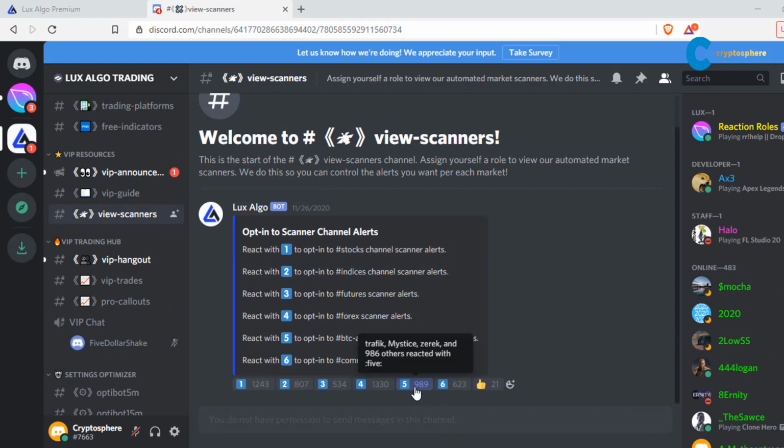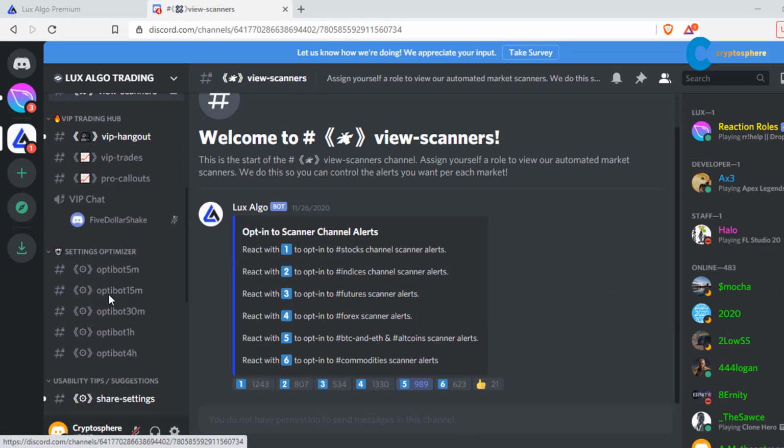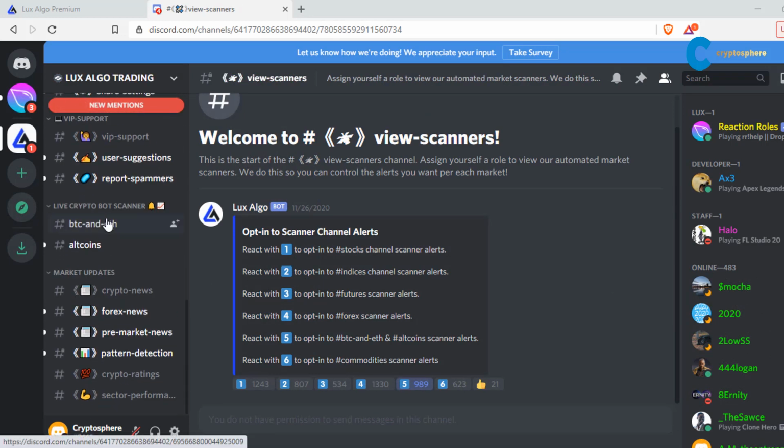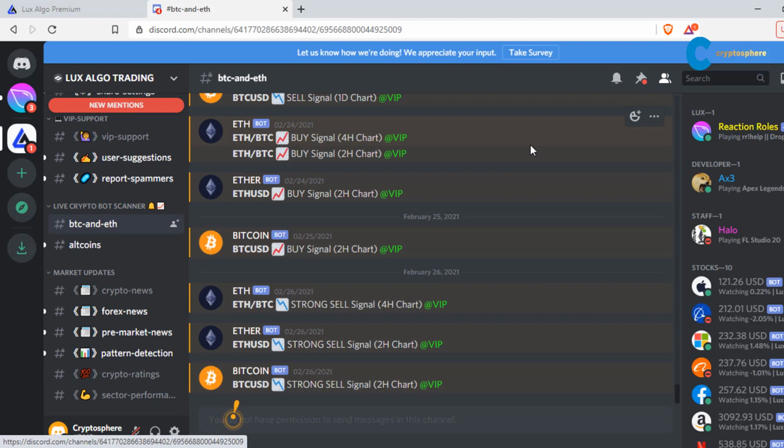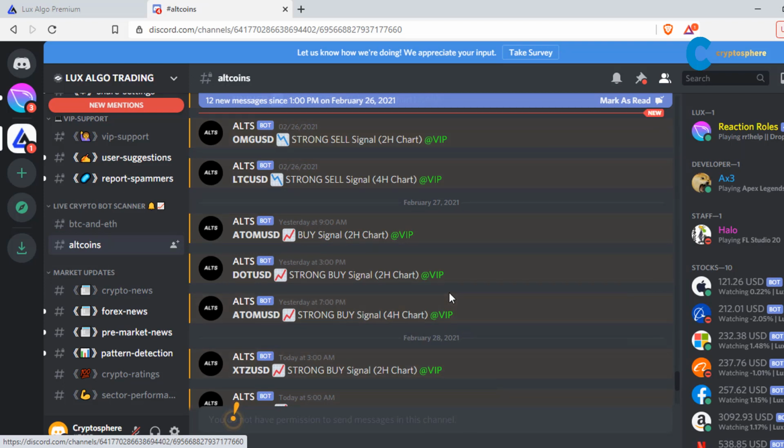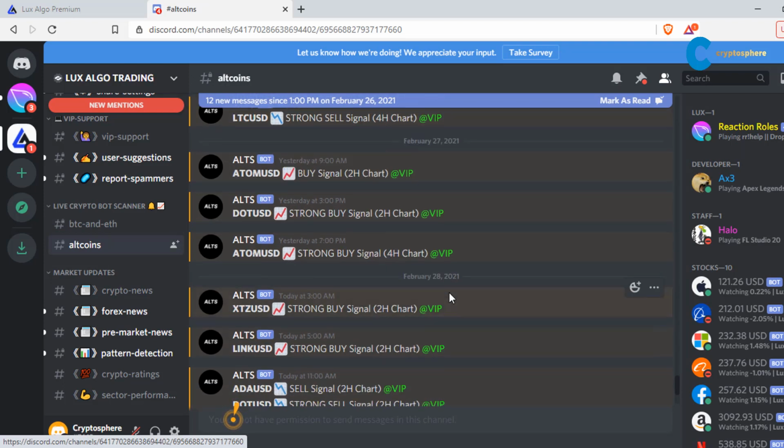What's also great is to set up an alert for Bitcoin and altcoins. Then you will get all the buy and sell signals, and you don't have to scan every market by yourself. That makes it super fast if you're looking to make some trades. But don't blindly trade off this signal. Always make your own analysis.